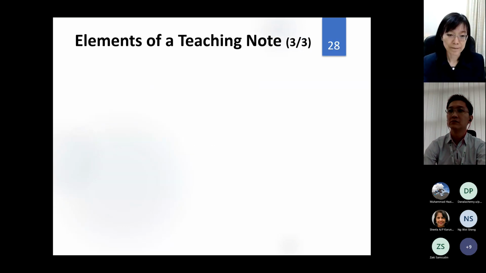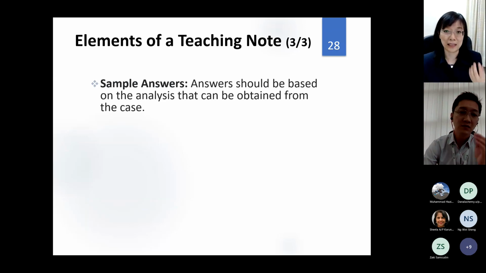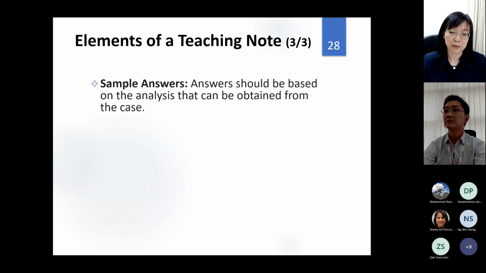Okay. And then sample answers. Must have sample answers, right? Yeah, you cannot just give the questions, no answers, right? If you are the case facilitator, you would want answers. And so the answers should be based on analysis that can be obtained from the case, like I mentioned. And if the questions have calculation, or it has quantitative data for analysis, then I think it's also important that you include the answers to the calculation, so that the facilitators can check against their own calculation.